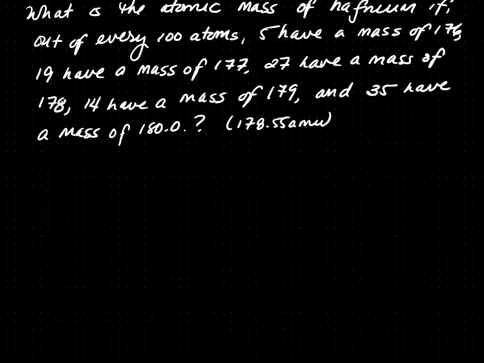Pause the video, solve the problem, and then check your answer. We are finding the atomic mass of hafnium, Hf. It tells you that out of every 100 atoms, 5 has a mass of 176. Since 5 has 176, it tells you that 5% of the atoms have a mass of 176. 19 has 177, so that's 19% has 177.